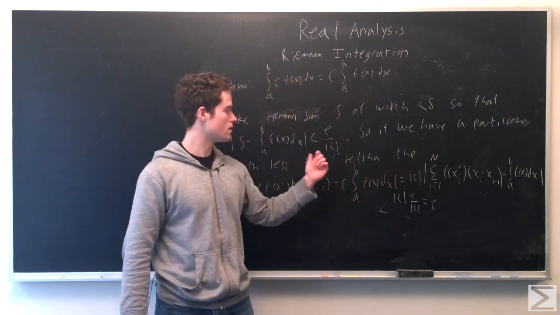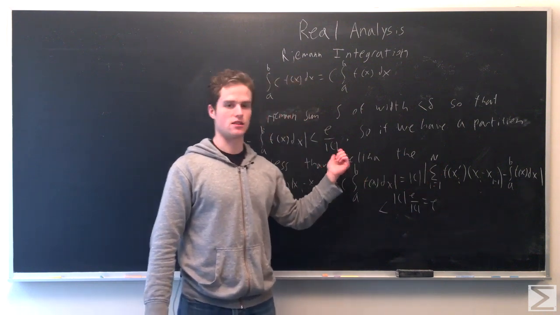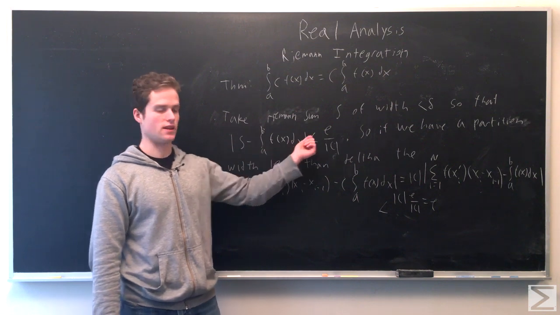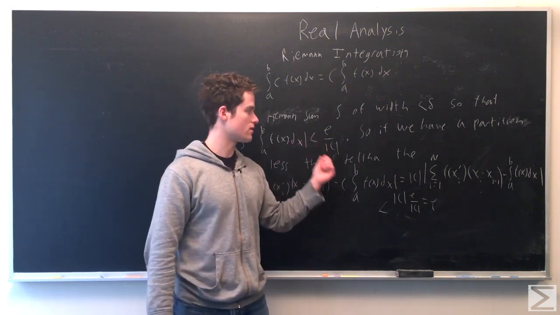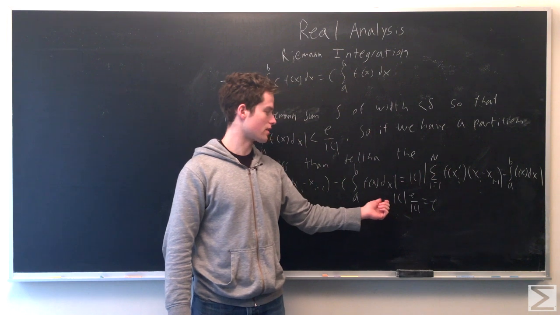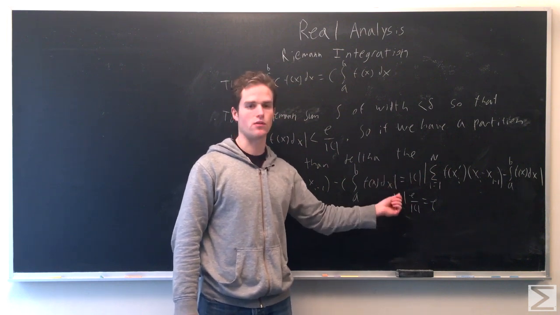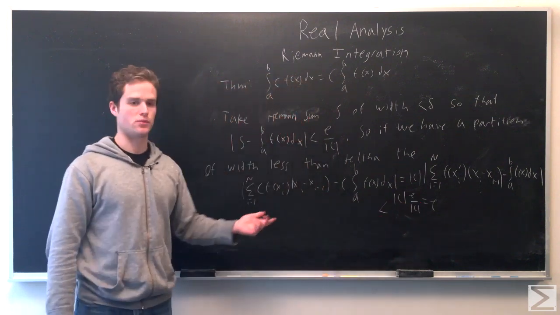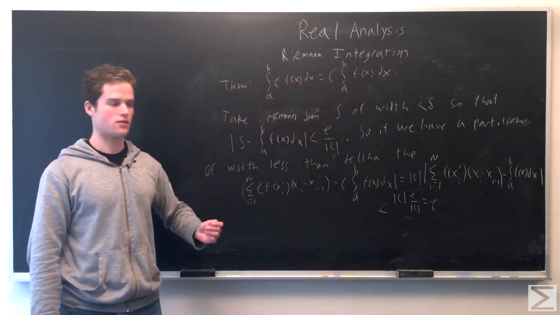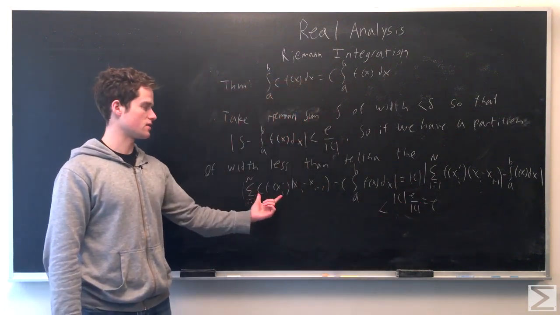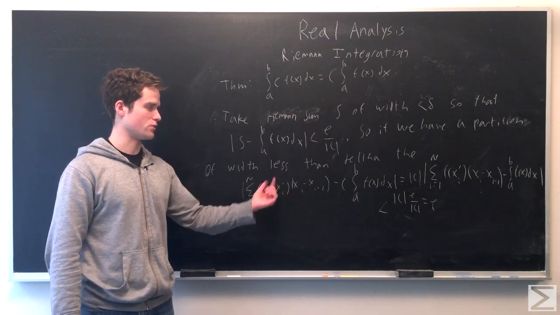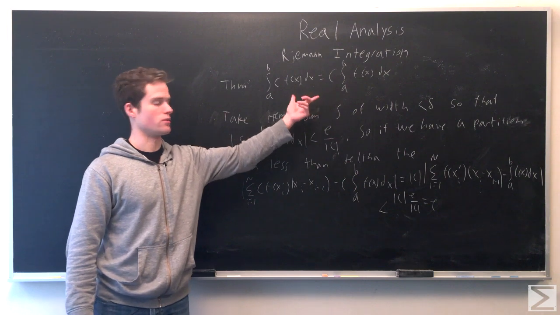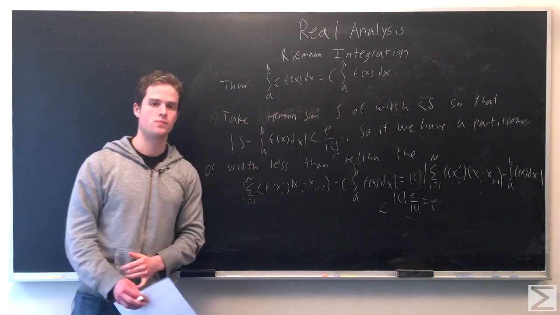But since the partition is less than delta, this difference will be less than e over absolute value c. So this is strictly less than absolute value c times e over absolute value c, which is equal to e, and e being some arbitrary real number greater than 0. And so we see this Riemann sum will get as close as we want to this thing on the right side, and so we see these two have to be equal.